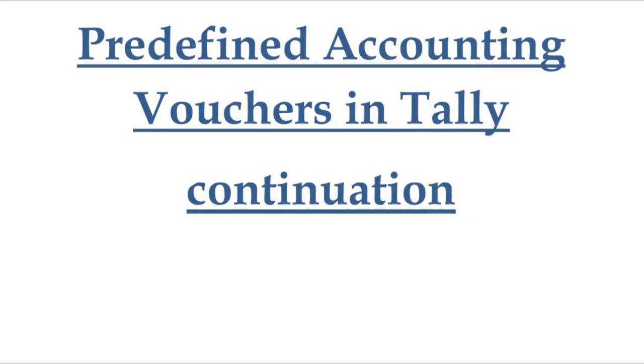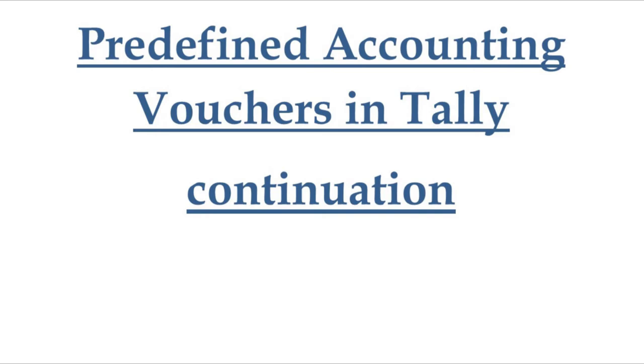Dear students, today we will continue with accounting vouchers. In the last class, we have seen four types of vouchers: contra, payment, receipt, and journal, and the debit note and credit note. Some people will take debit note and credit note as separate vouchers, but we have taken it as journal vouchers. Okay.